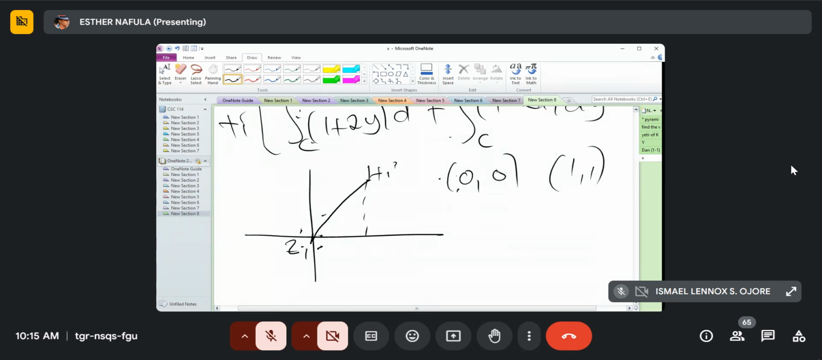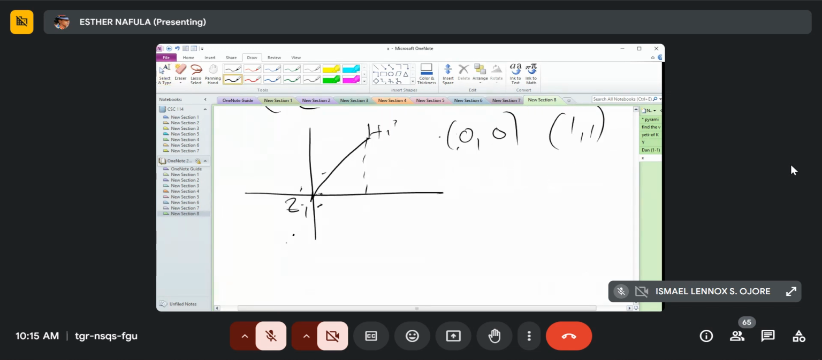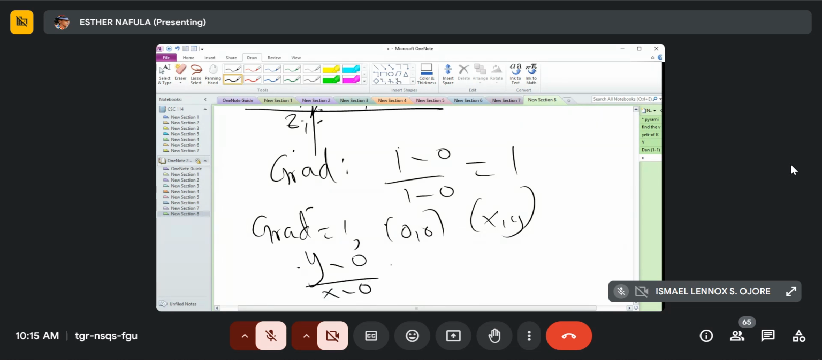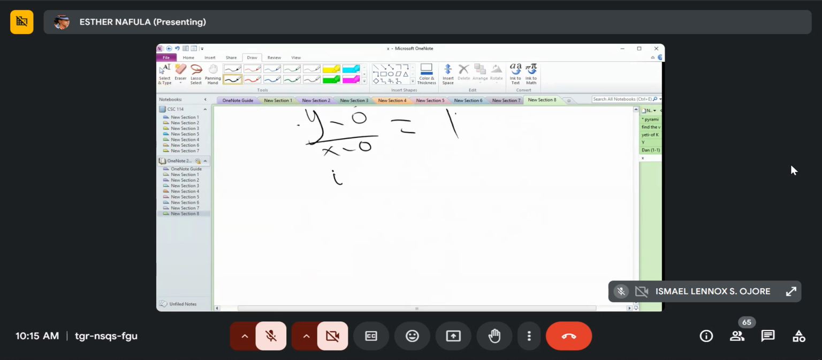We need to come up with the equation of the straight line connecting these 2 points. So we first compute the gradient, change in y over change in x. 1 minus 0 over 1 minus 0, it's just equal to 1. Next, we need the equation. So we pick the gradient which is 1. We can pick the point 0, 0 together with x, y, then come up with the equation. y minus 0 over x minus 0 should give us the gradient, which is 1. y over x is equal to 1, or simply y is equal to x.